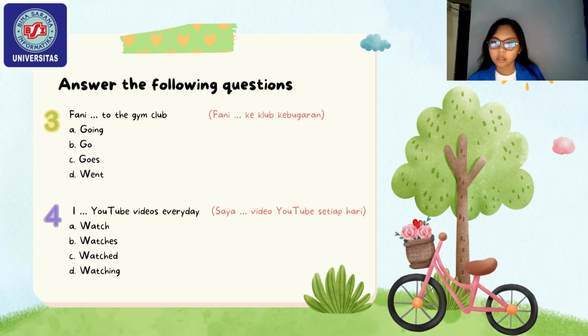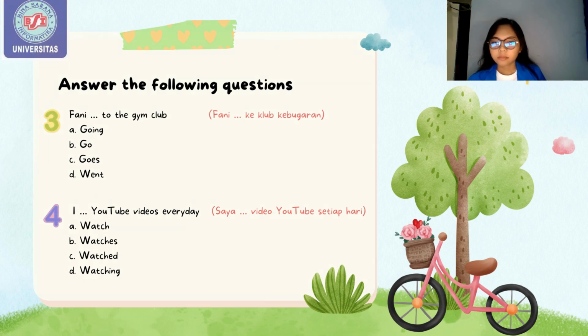Answer the following question. Number 3, Fanny blank to the gym club. The answer is C, goes. And number 4, I blank YouTube video every day. The answer is A, watch.